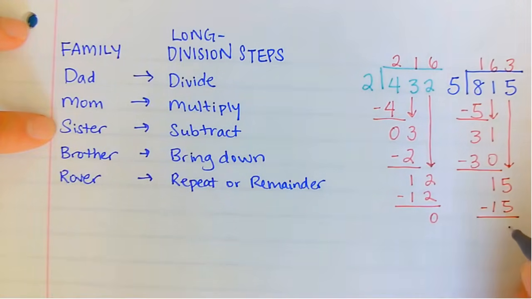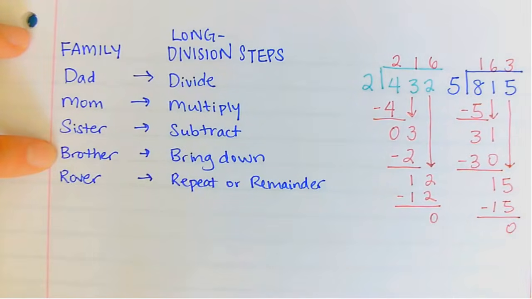Sister says subtract. We get 0. Brother says bring down. We have no numbers to bring down. And Rover says repeat or remainder. We have a clean remainder of 0. So our answer is 163.